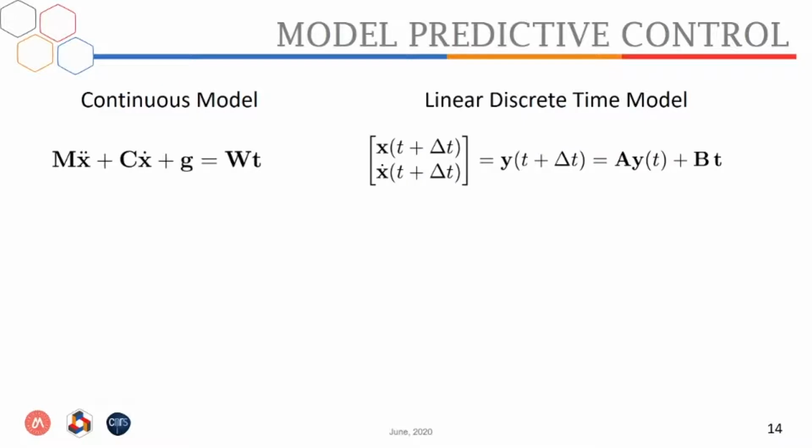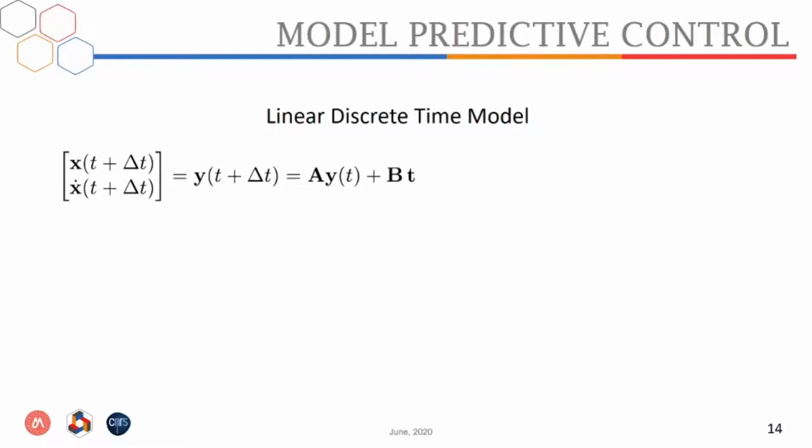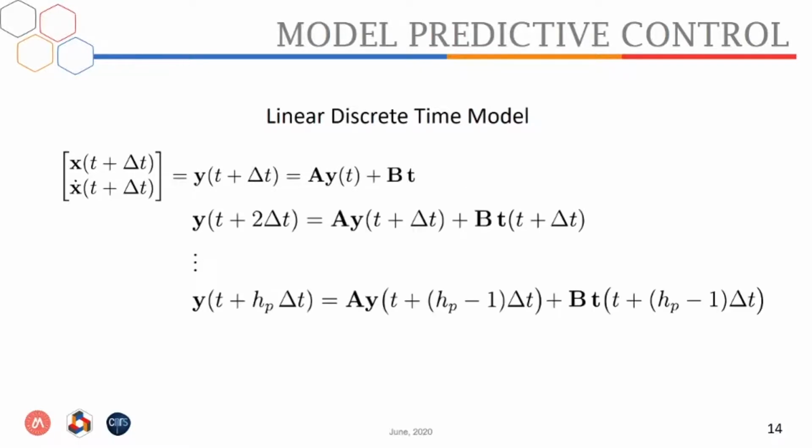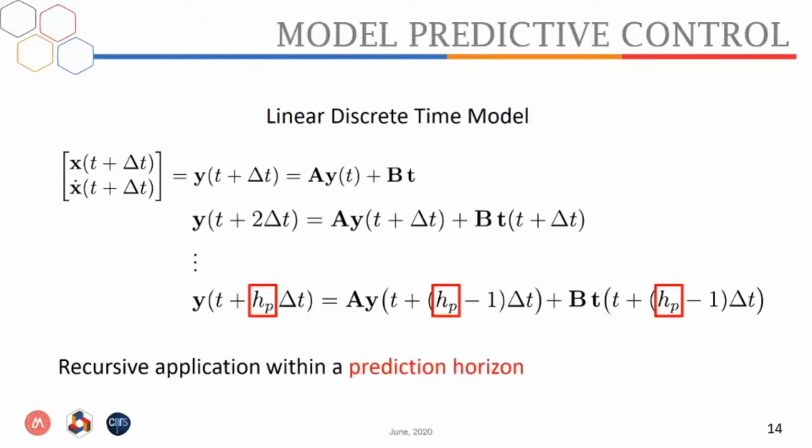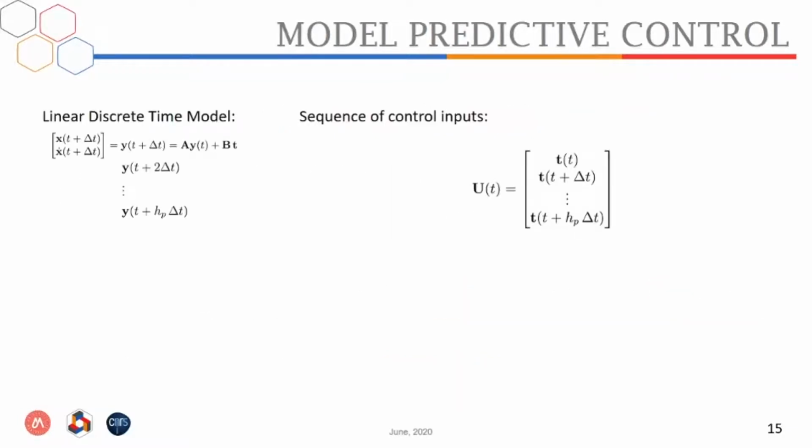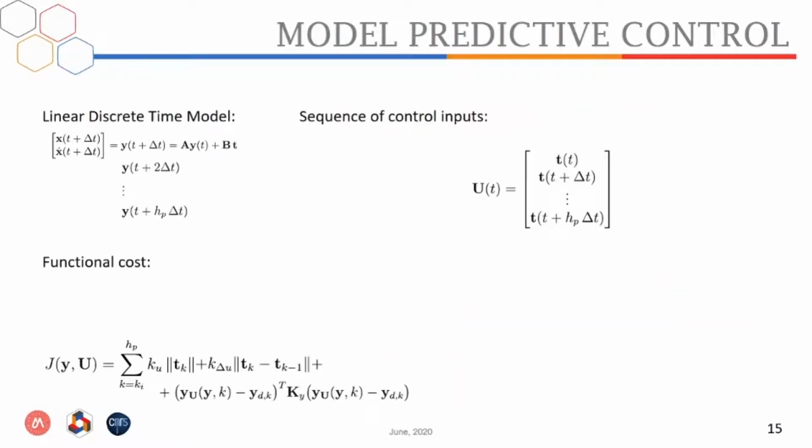A linear discrete time model is obtained as an approximation of the well-known continuous dynamic model of a general CDPR. The recursive application of such a model leads to a prediction of the future positions and velocities within an interval of time denoted as the prediction horizon. With that, for a given sequence of control inputs, a functional cost estimates the performance according to the desired behavior of the robot operation.